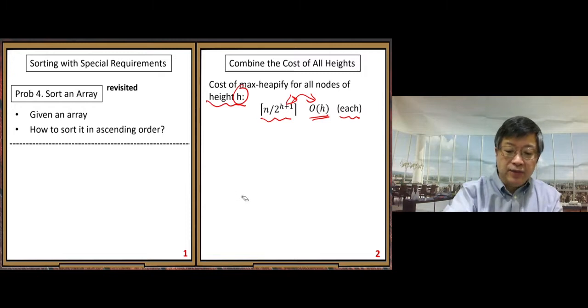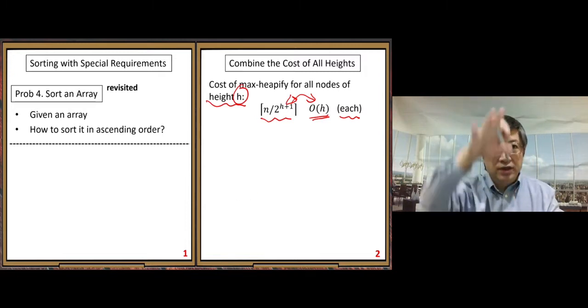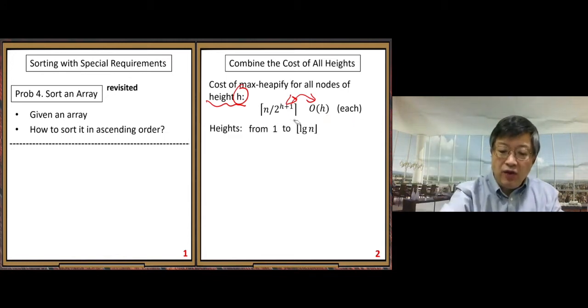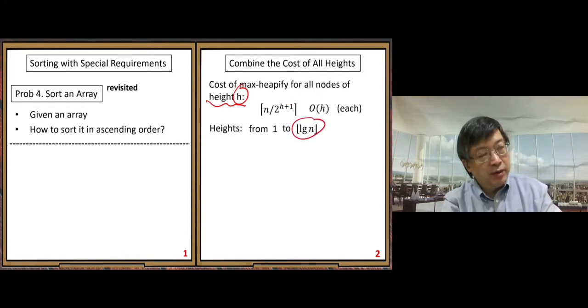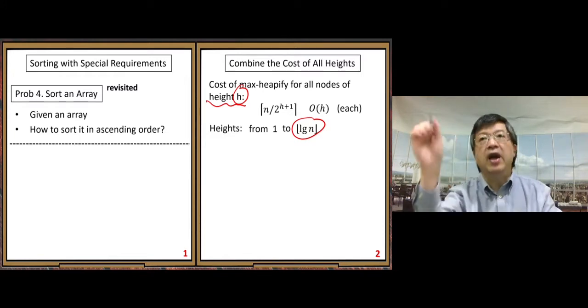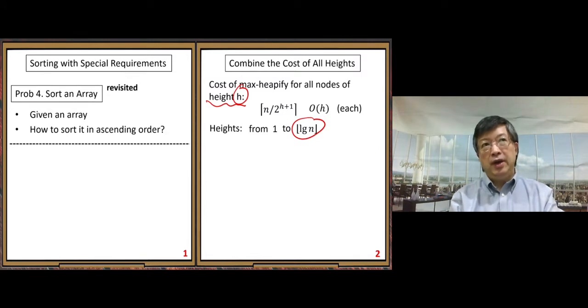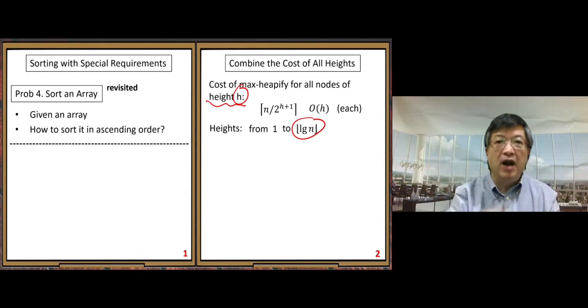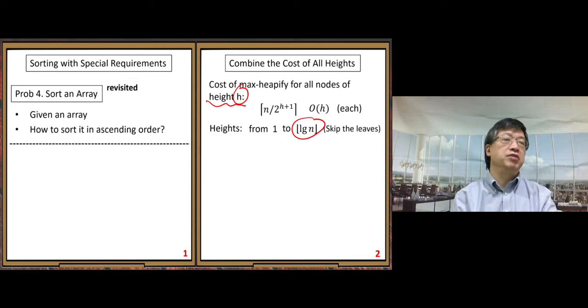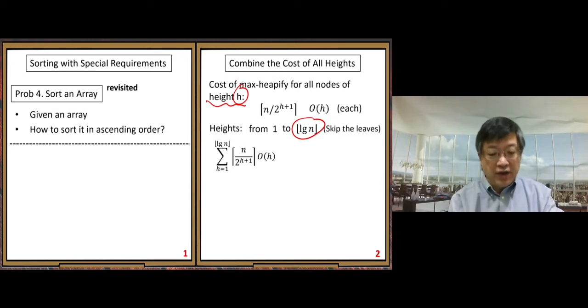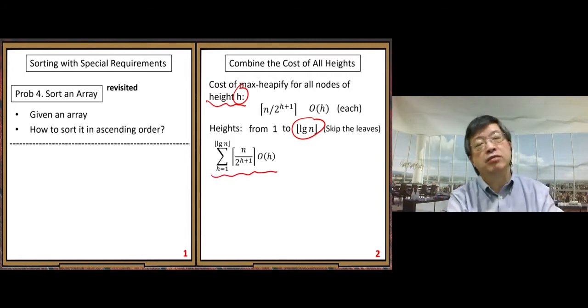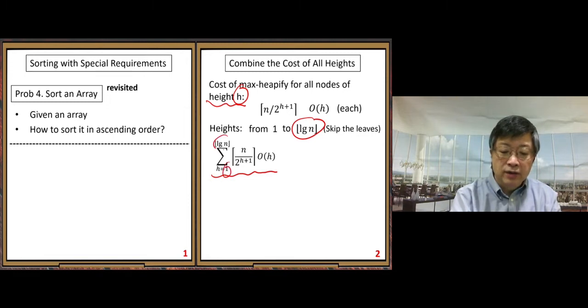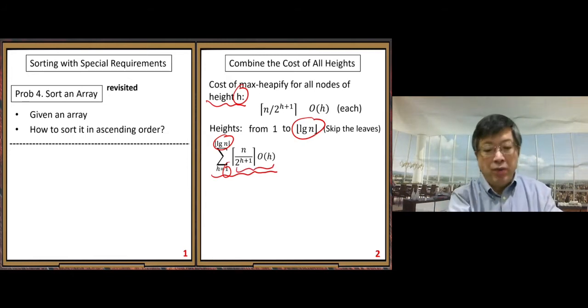Next, we need to consider all different heights, more specifically heights from 1 to the highest possible one, floor of log base 2 of n. Remember, at the leaf level, height 0, we do not do any max heapify. So here we skip the leaves. No max heapify operation on leaf nodes, since there is nothing to fix. With that consideration, we can write the total build cost as this summation. From level 1 through the top level, the cost of each level is the product of these two numbers.